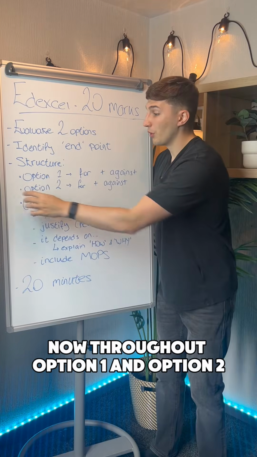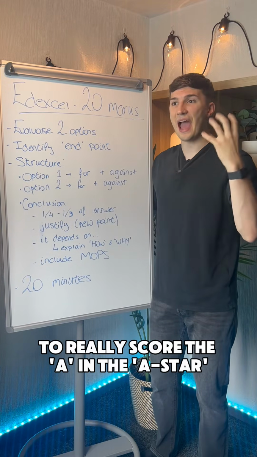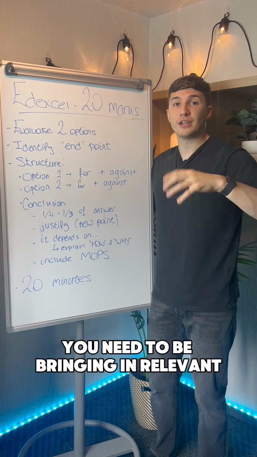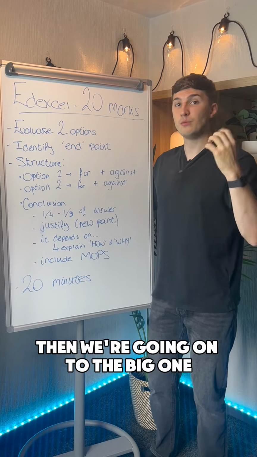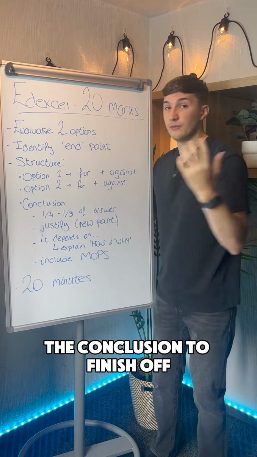Now, throughout option 1 and option 2, to really score the A and the A star, you need to be bringing in relevant theories and relevant models to support your analysis. Then we're going on to the big one, the conclusion, to finish off.